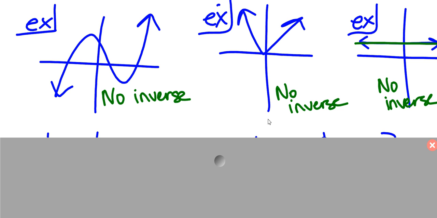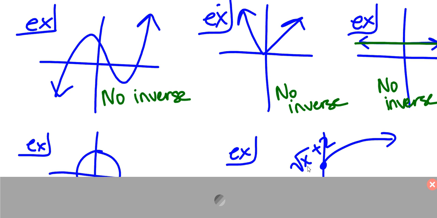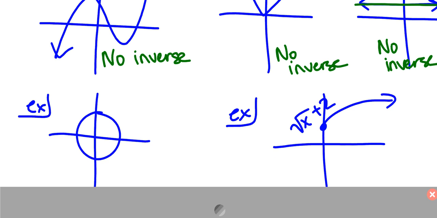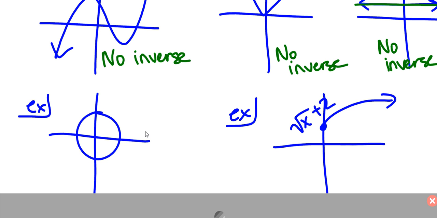A couple more for you. Let's take a look here. So a circle, would a circle pass the horizontal line test? No. But what about a square root function? So a square root function, it'll continue off into infinity. It'll continue going up and over. So this one actually will pass and will have an inverse.